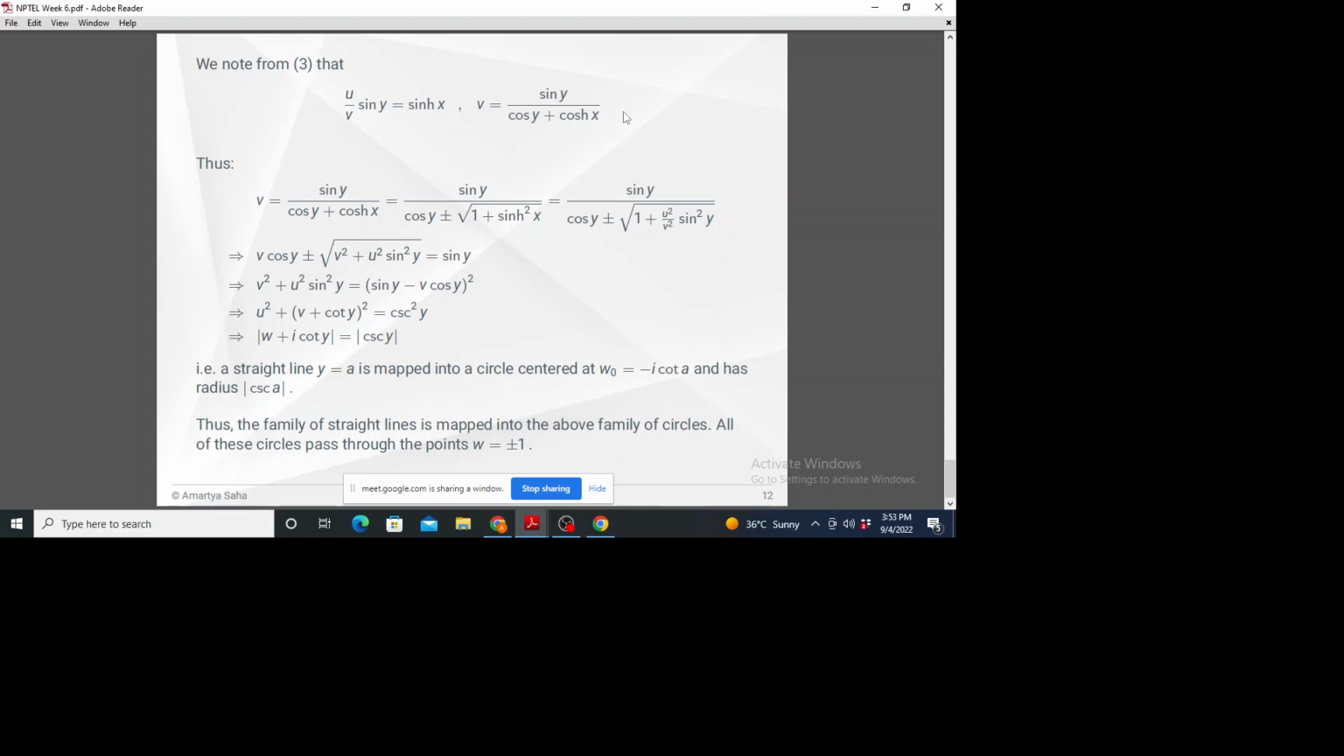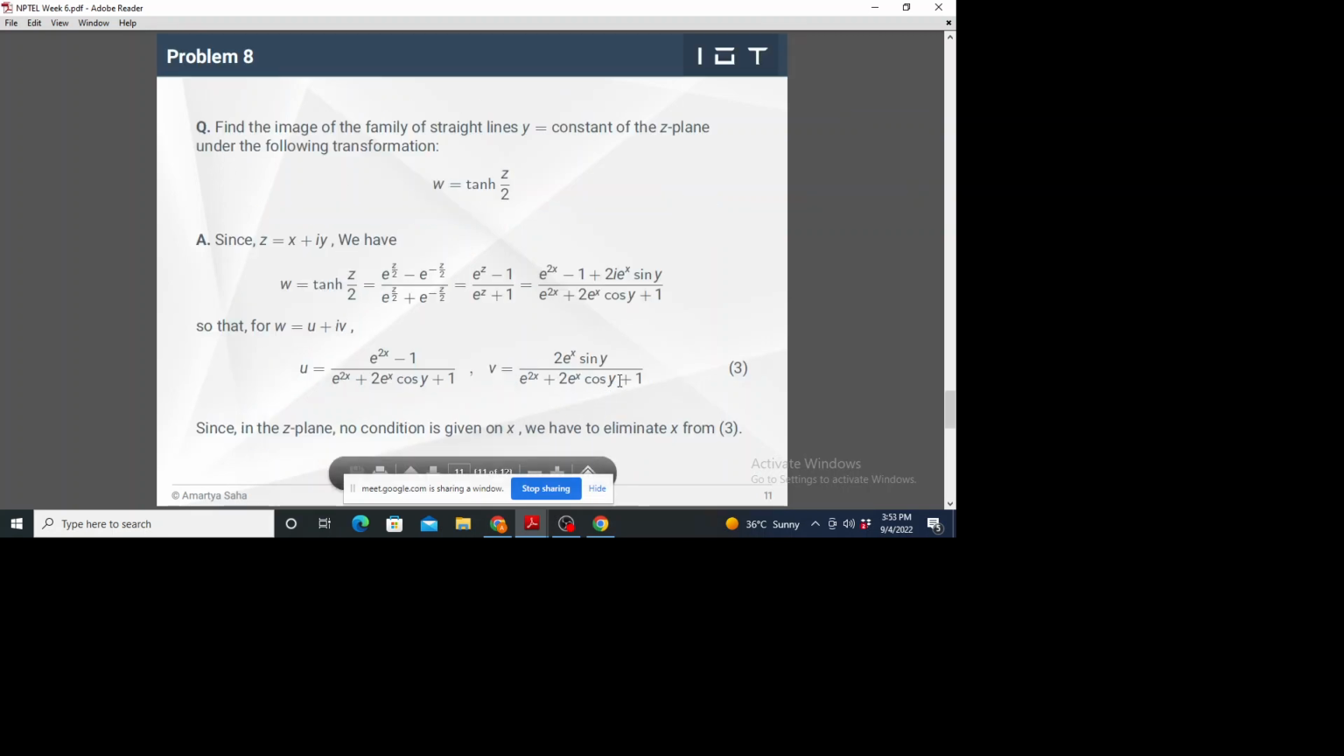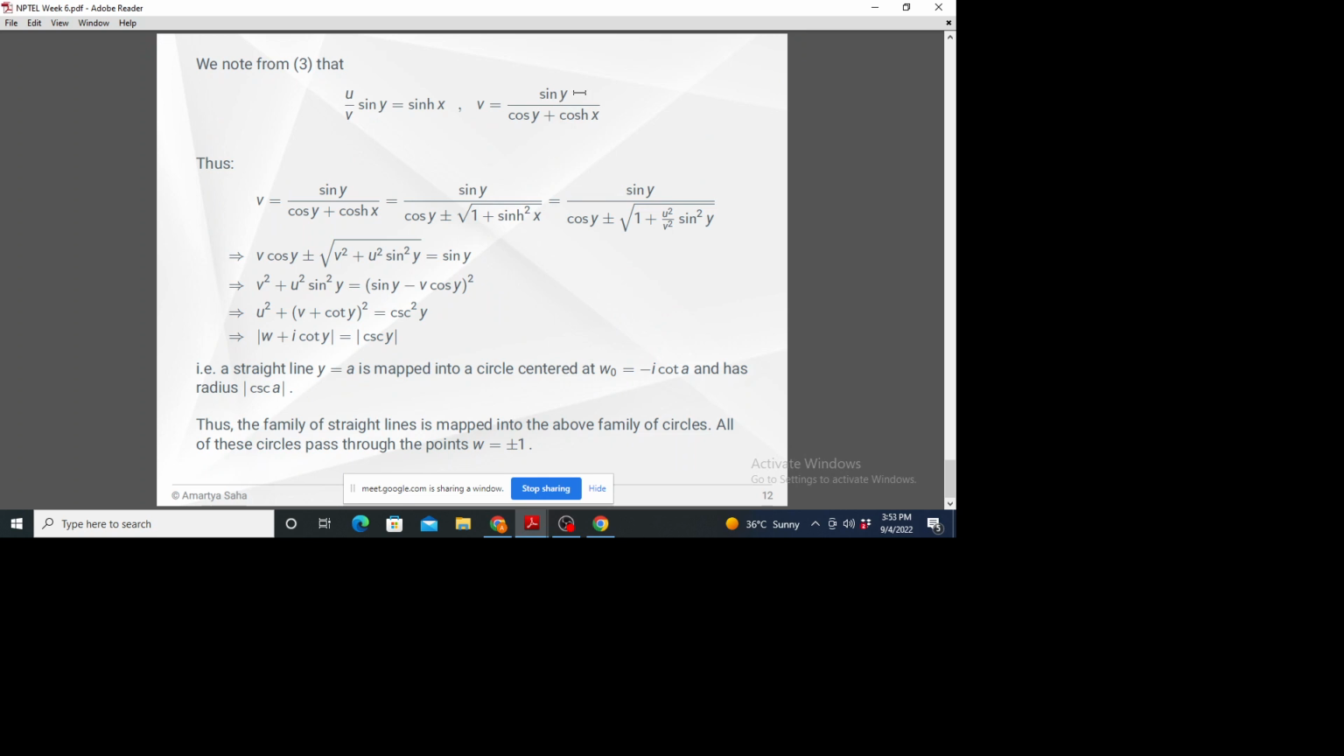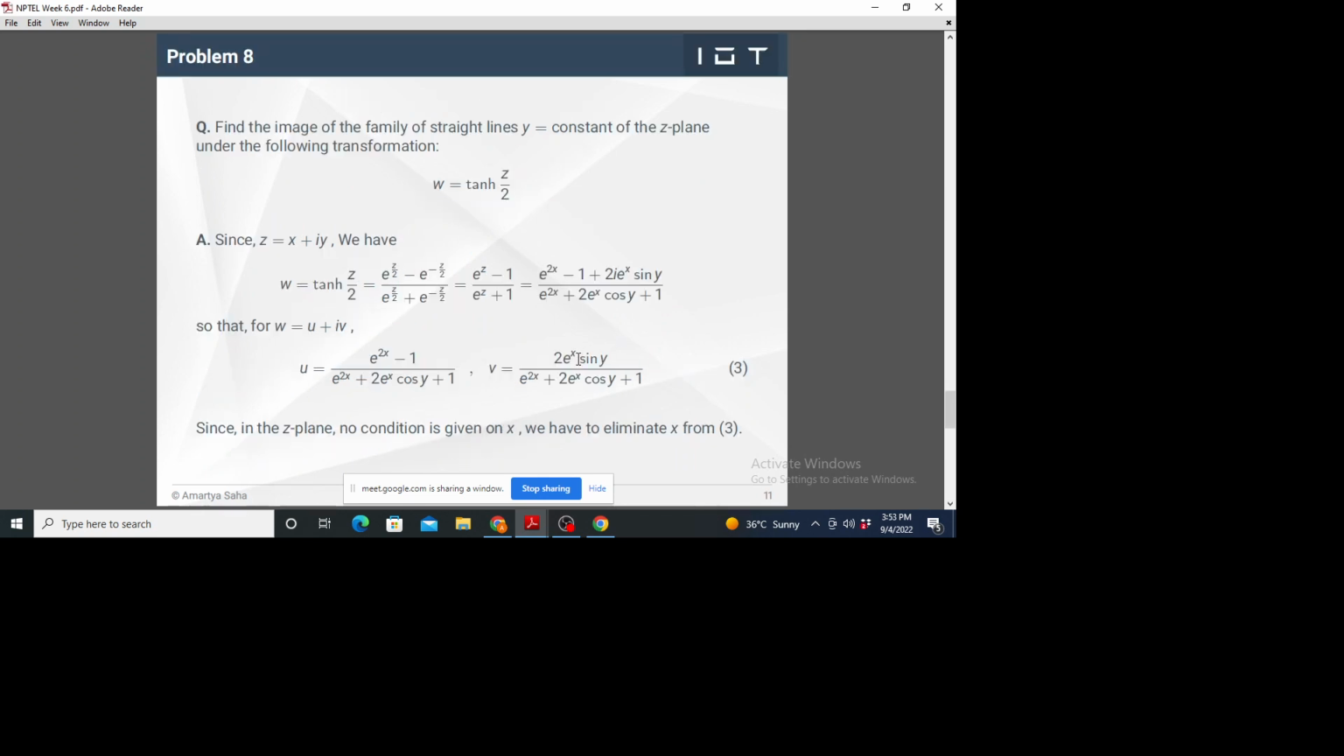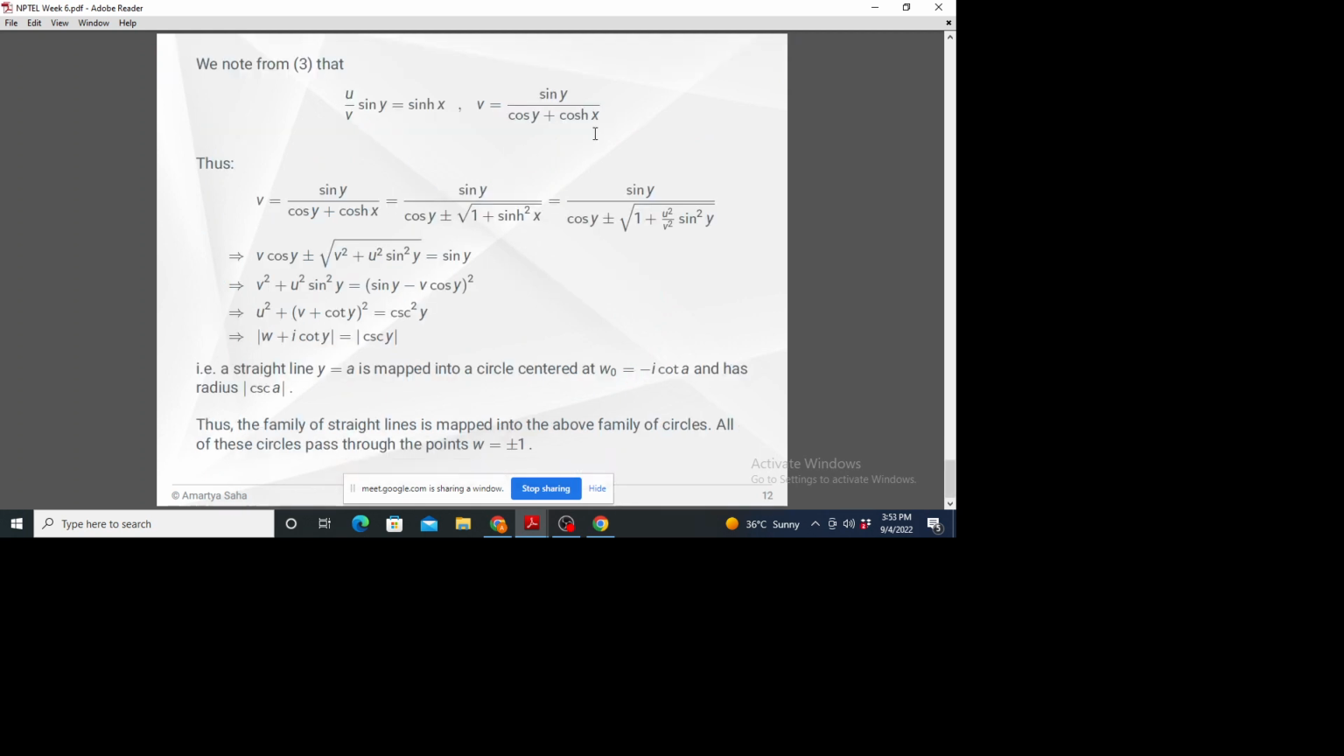And also, v is this. For v, if we divide both numerator and denominator by 2 e to the power x, we get sin y divided by cos y plus cosh x. So these are the two simple relations, and now we will look to eliminate x.